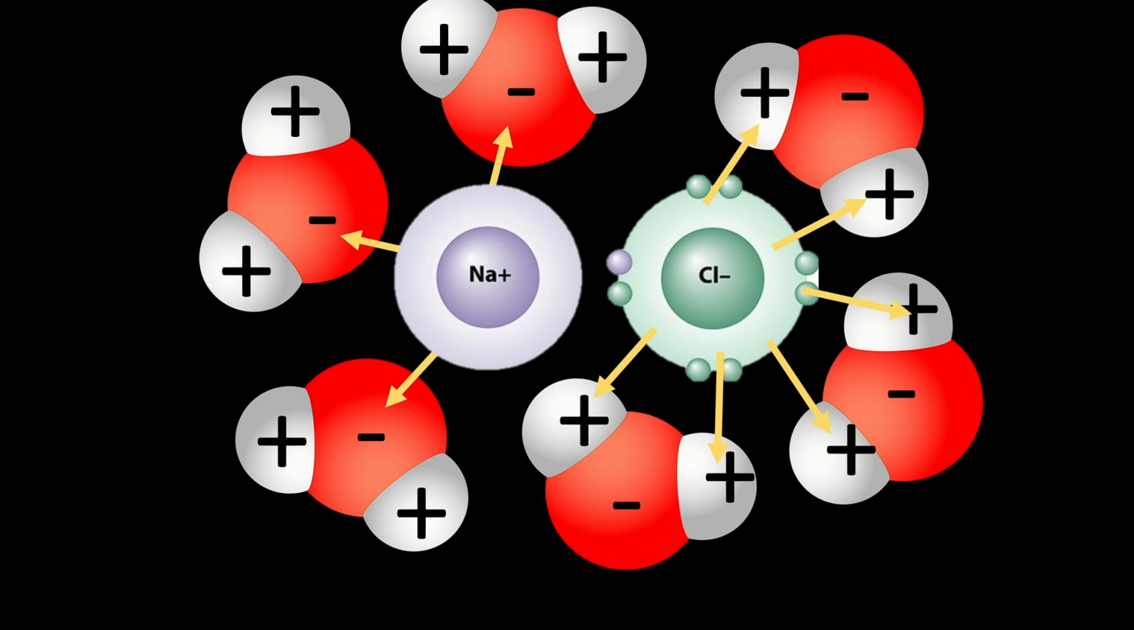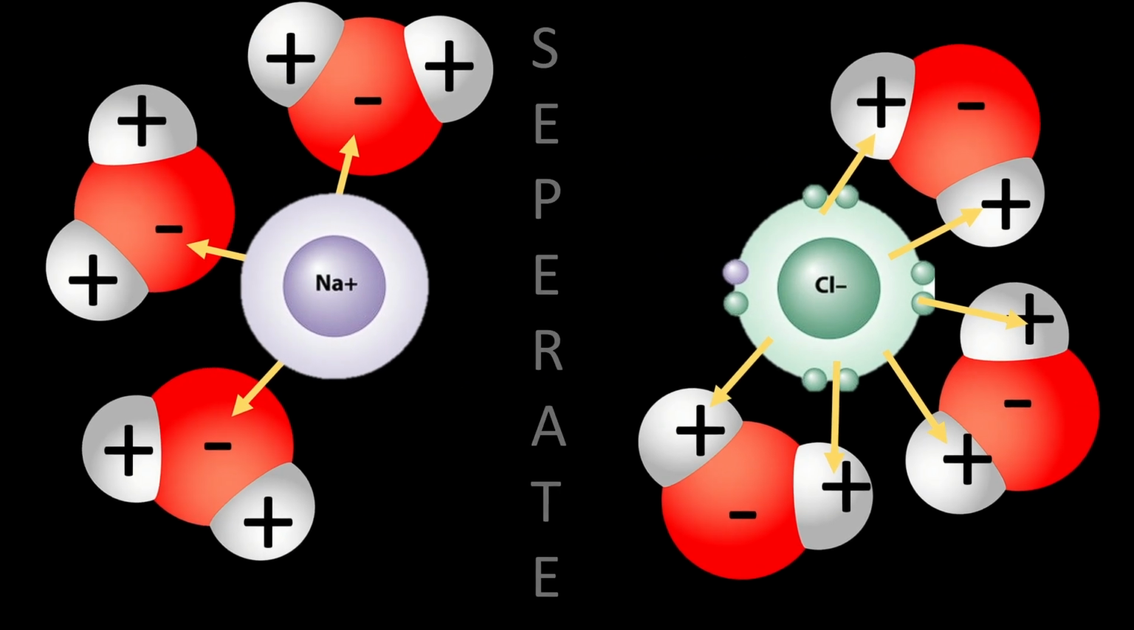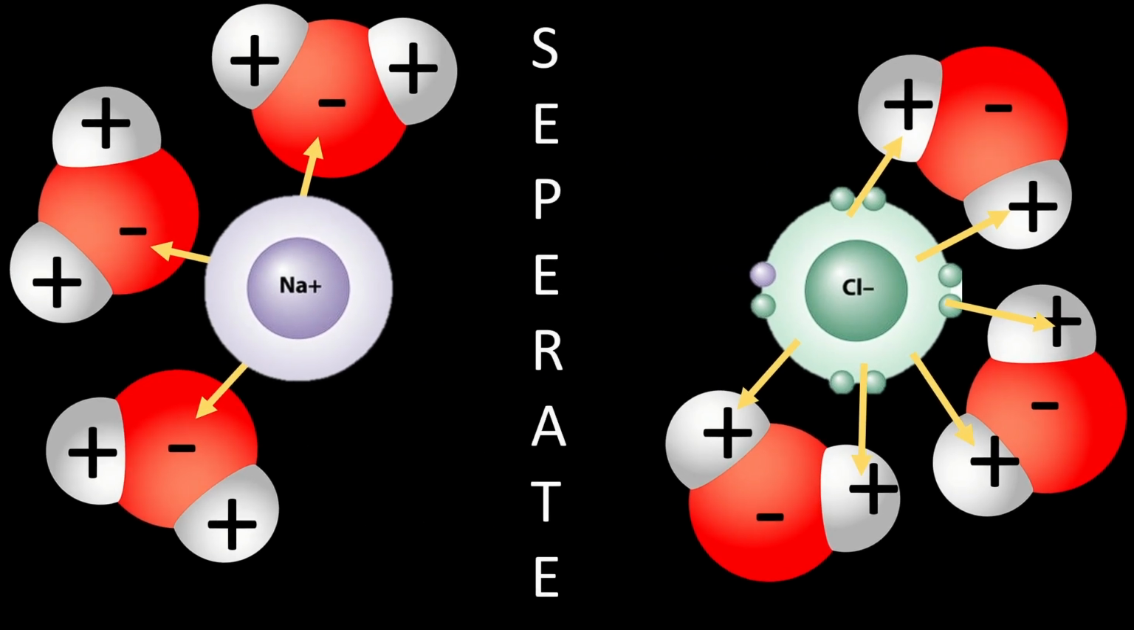But water is also a liquid. And what do liquids do? They flow. So all these water molecules will flow in random directions, and in doing so, they will pull apart the sodium and the chlorine. The salt will break. The water broke the salt into its ions.